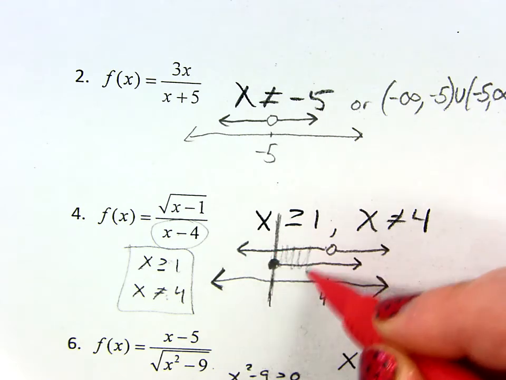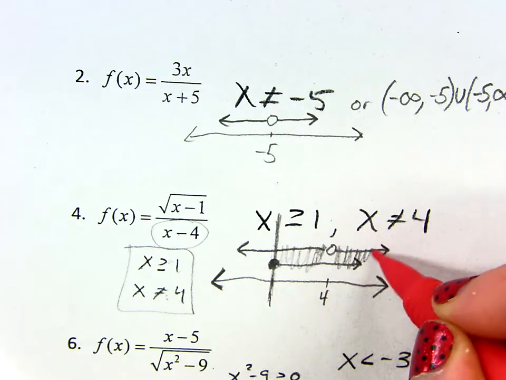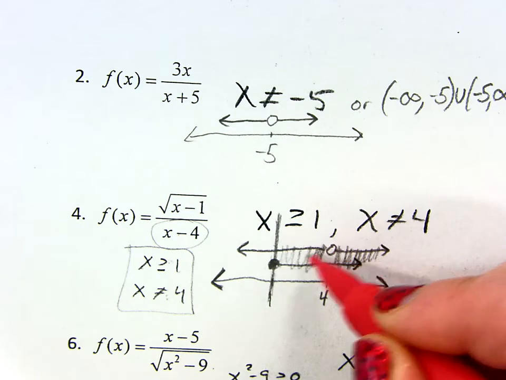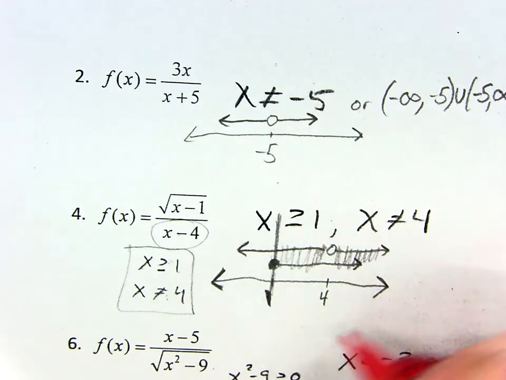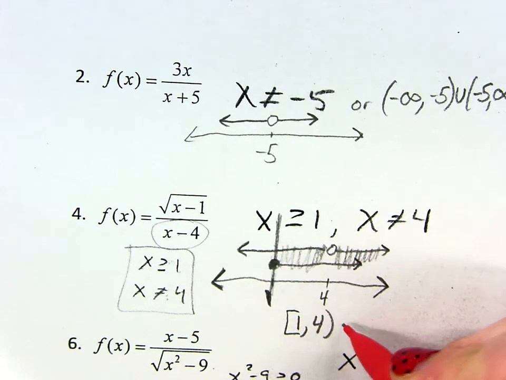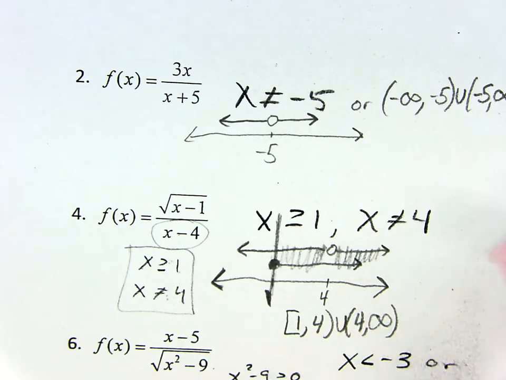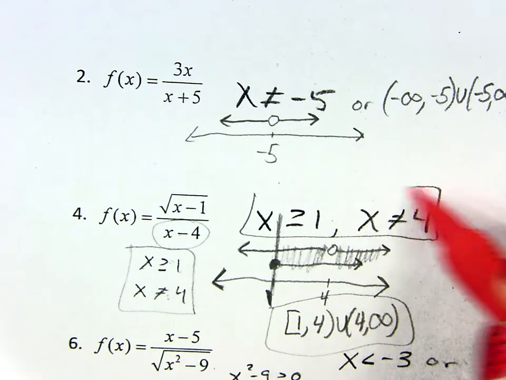All this works for both, and then I just have to hop over 4. But then all this works for both. So that's what I need to represent. Oh, and that's 1. So I'm coming from 1 up to 4, but then I got to hop over the 4, and then I can go off to infinity. So there it is in interval notation. If you left it like this, that's fine too.